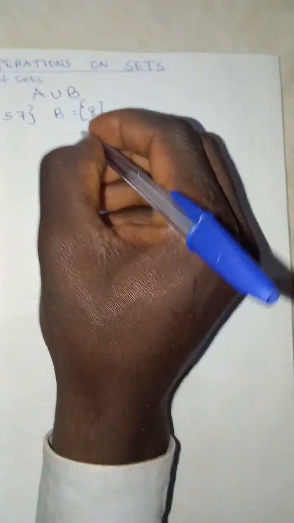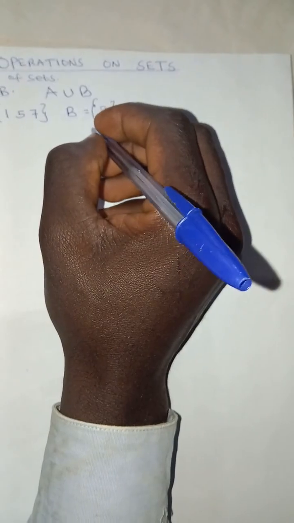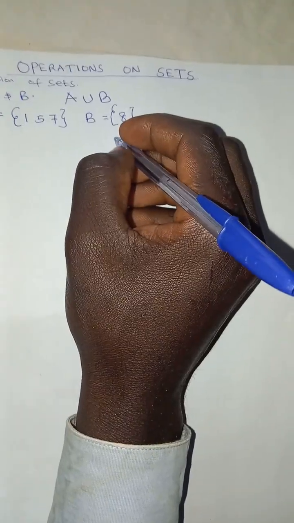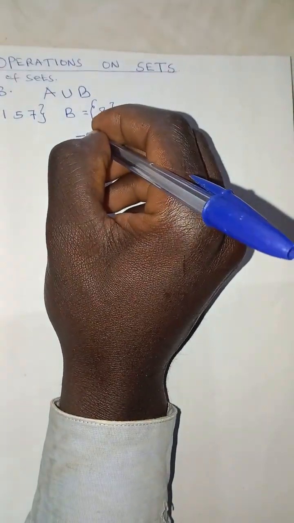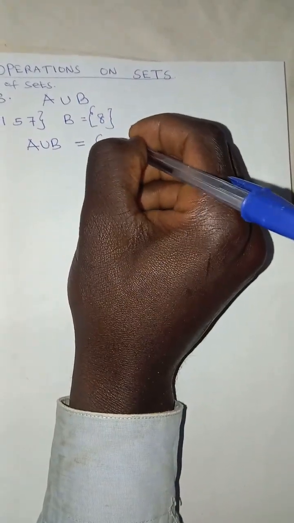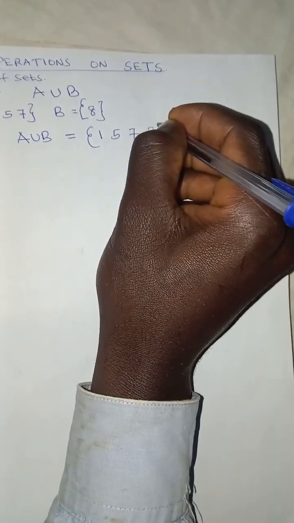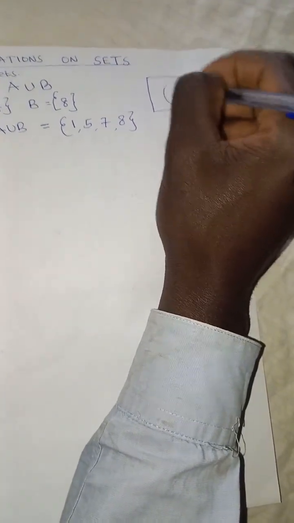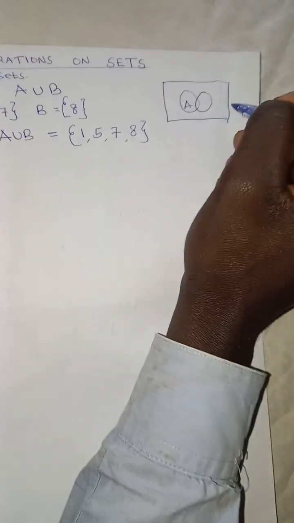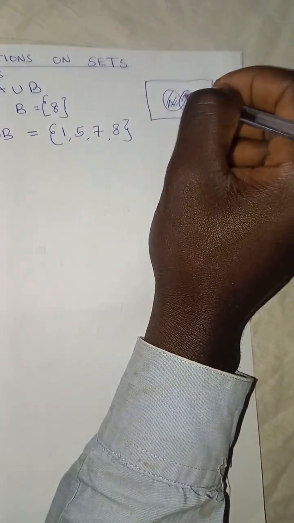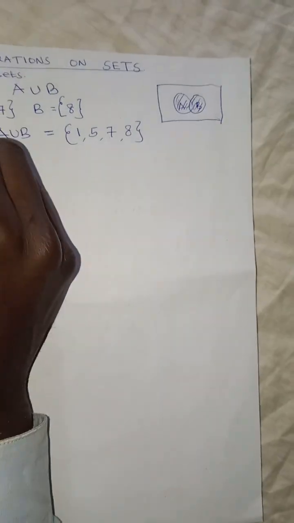Then the union of A and B consists of the elements that are in set A and set B. So the union of set A and B equals {1, 5, 7, 8}. Okay, that's the case of union. It is represented as, let's say this is A, then this is set B, then this is the union. Union is all elements that are in A and B.